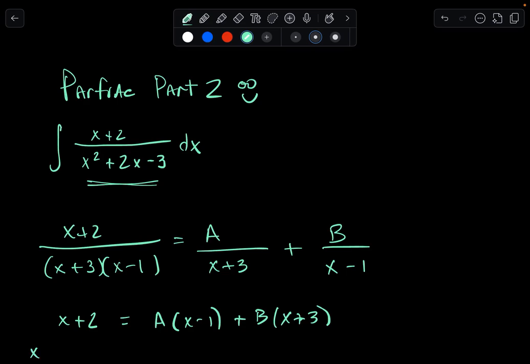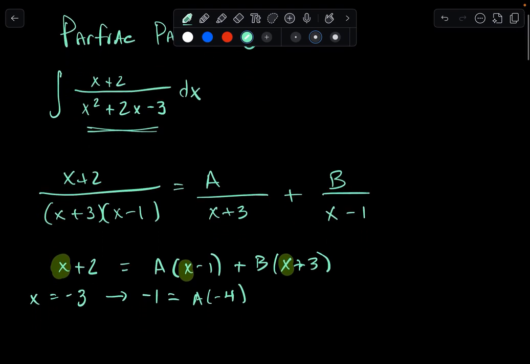But it's not hard to see that if x is negative 3, then we put negative 3 into both sides, the x here, here, and here, right? That's what's going to happen. So we'll have negative 1 on the left, and that's going to be a times negative 4 plus the b drops out, right? Okay. So that means that a should be 1/4.